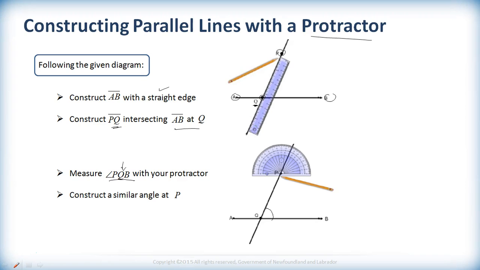Okay, so whatever that measures out to be, then you just take your protractor up to point P up here, and you have to measure out that same angle. Okay? And when you do that, you just construct a similar angle up here, and then by drawing a line along the straight edge there on that same angle, what you end up with is a pair of parallel lines.